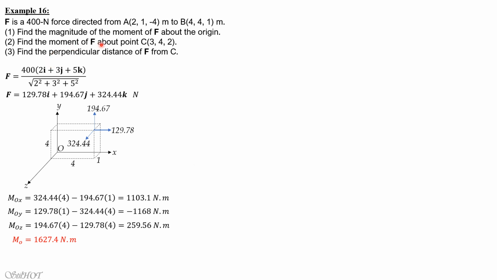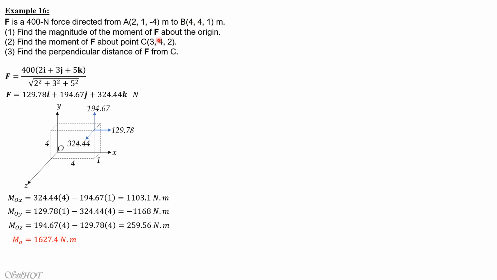Next is to find the moment of F about point C. There's no instruction on what type of moment is to be computed, so it is understood to be the vector form. But where is point C? Point C is at (3, 4, 2). So we have to locate point C relative to the position of the components of the force, which is at B.